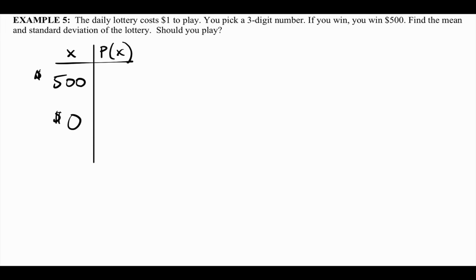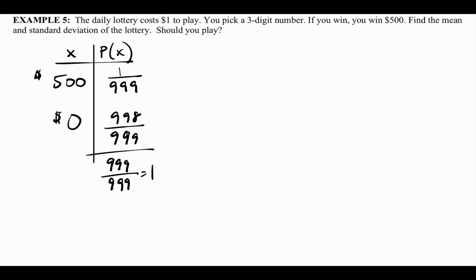Okay. Now we have to go with probabilities. What is the probability I win $500? 1 out of how much? 999. There we go. What's the probability I win 0? There you go. Everything else, right? If these are the only two things that can happen, then they have to equal 999 out of 999, which is 1, right? They have to. Okay. There's our table.